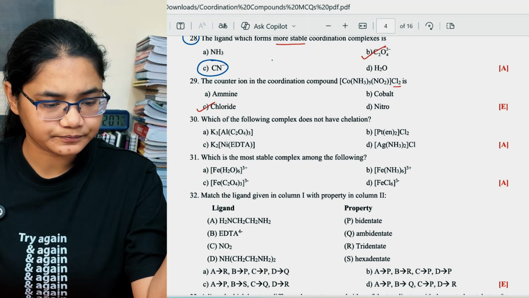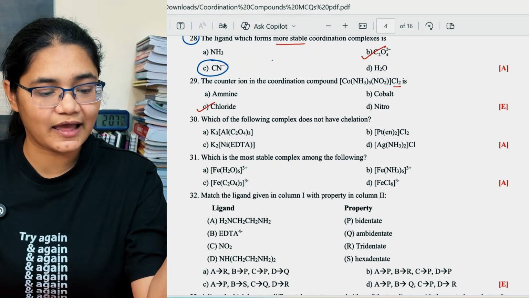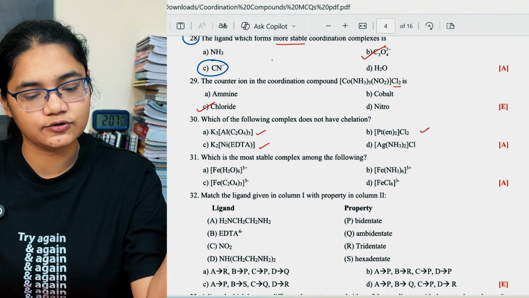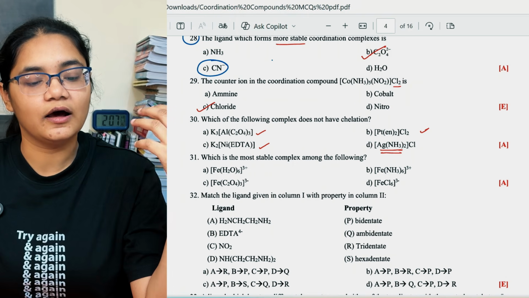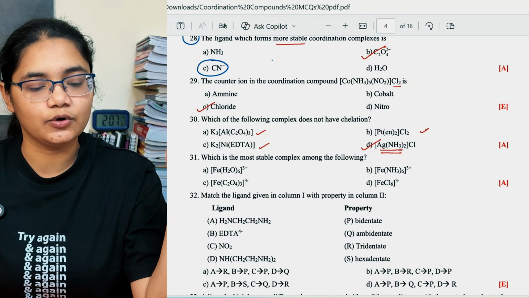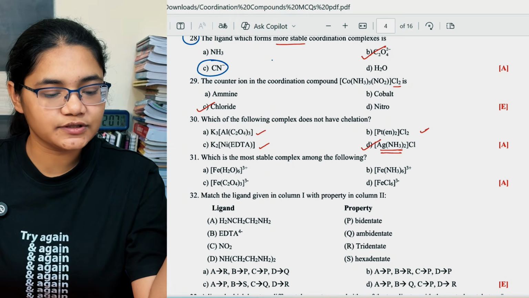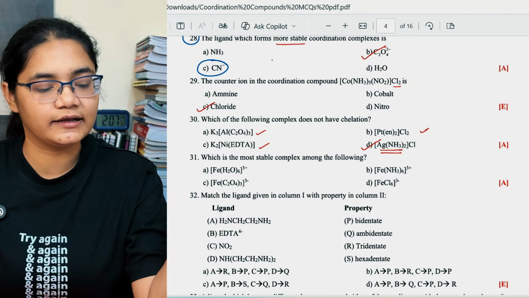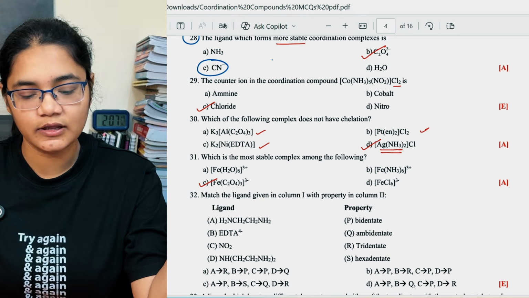Next is which of the following complexes does not have a chelation? So this is a polydentate ligand, this is also a polydentate ligand, this is also a polydentate ligand, this is a monodentate ligand. So here there is no chelation, so option number D. Which is the most stable complex among the following? Again, for stability you need a chelating ligand, so this is a chelating ligand, so option number C.